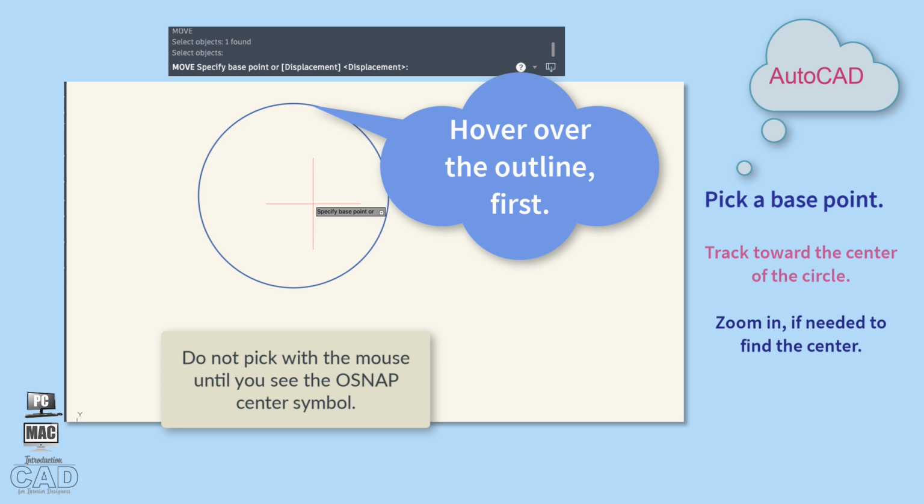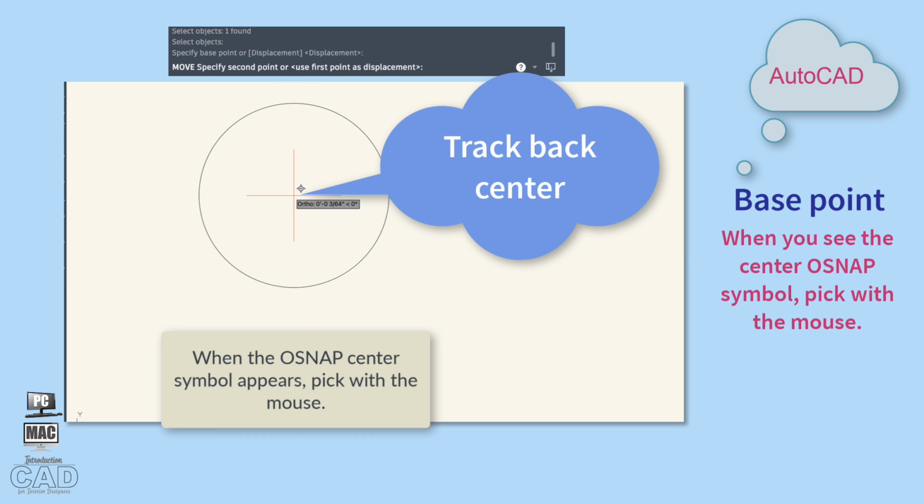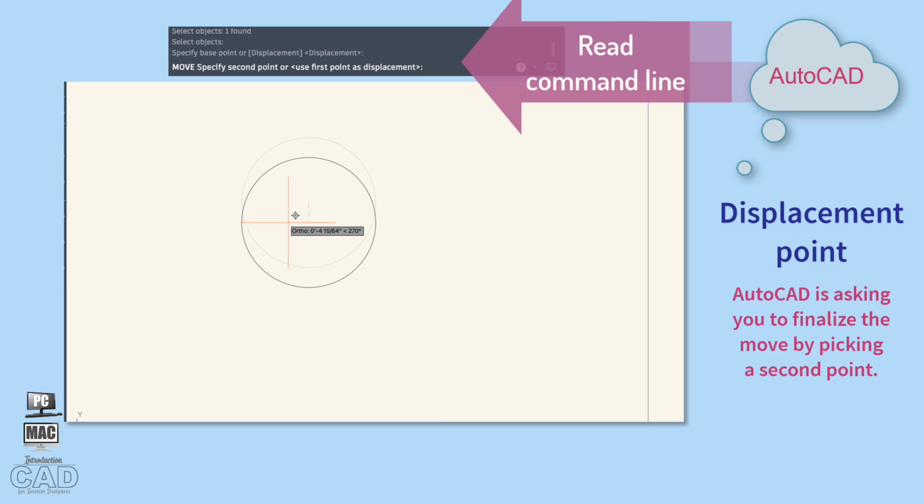Zoom in closer to the object center area if needed, for you to be able to see the OSNAP center symbol, which is a plus sign. You may need to move near the edge of the circle outline in order for AutoCAD to recognize the object definition. Track to the edge of the circle without picking with your mouse. Then track back toward the perceived center of the circle. When you see the OSNAP plus sign symbol for center, then pick with your mouse. Next, read the command line.